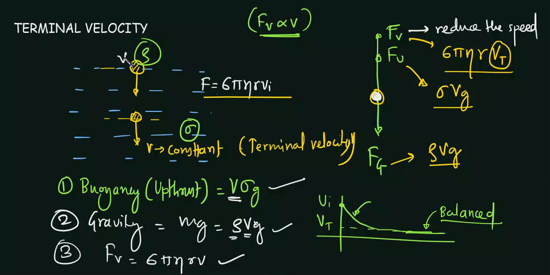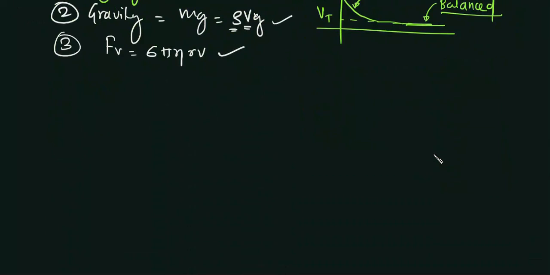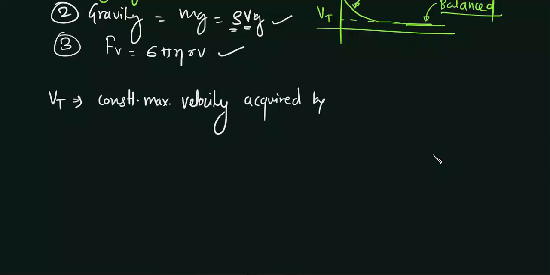Finally a time comes when the velocity is reduced in such a way that all the forces are balanced, and the sphere is moving with a constant velocity, and that constant velocity is called the terminal velocity. So you can write down the definition of terminal velocity. This terminal velocity is the constant maximum velocity acquired by the body falling through a viscous liquid.